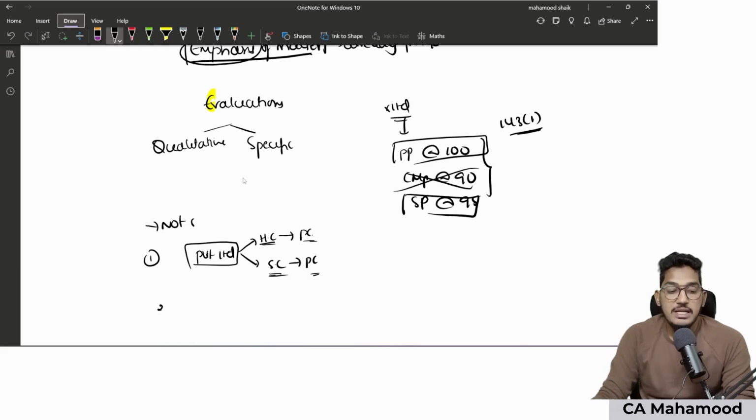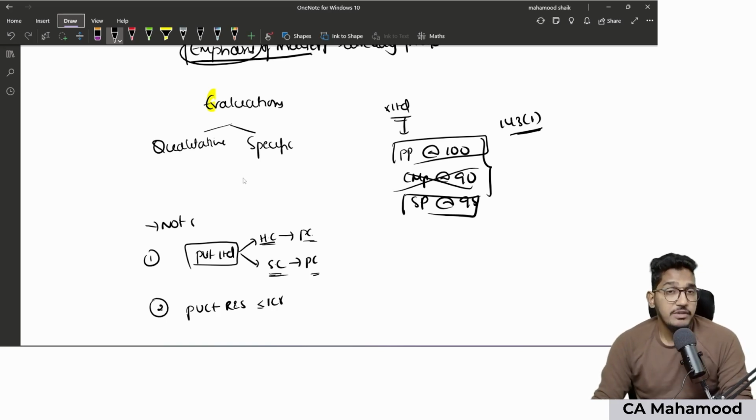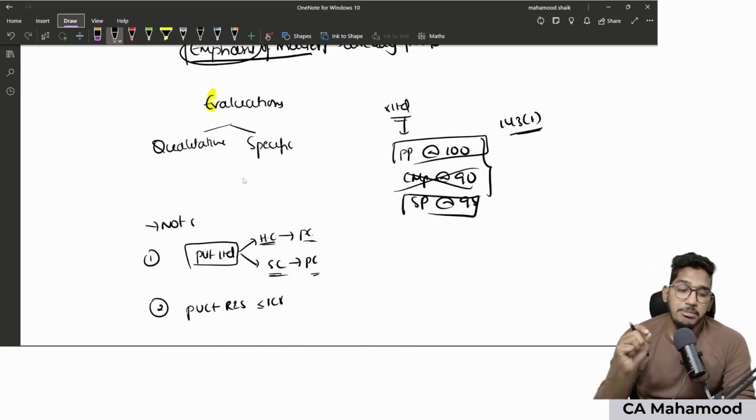Condition number one. Second condition, your client's paid up capital and reserves and surpluses should not exceed 1 crore. That means it shall be less than or equal to 1 crore. Even if it is 1 crore is also fine, but paid up capital and reserves and surpluses shall not exceed 1 crore even by 1 rupee. Now some special points to be kept in mind while doing the calculation.